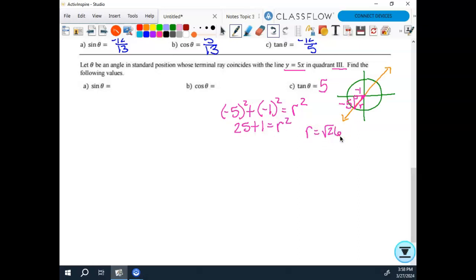All right, so when I find the sine, y, which is negative 5, over r, which is the square root of 26, that simplifies to negative 5 times the square root of 26 over 26. Cosine, negative 1 over the square root of 26. Rationalize, and I get negative square root of 26 over 26.